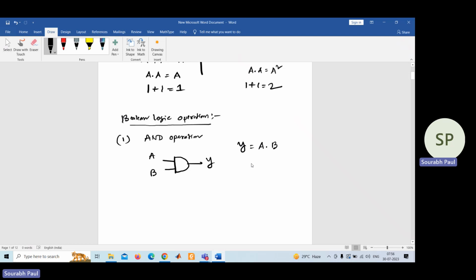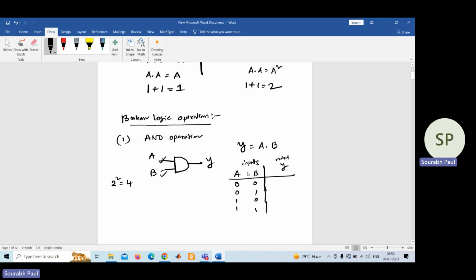And what is the truth table of the AND gate? I think all of you know. A and B are the inputs of the AND gate. Two inputs are there in the AND gate, and one output that I am denoting by Y. Using two inputs, how many combinations can you make? This is a very simple formula, 2 to the power 2, or 4 different combinations. So what are these combinations? 0 0, 0 1, 1 0, 1 1. These are the four combinations.